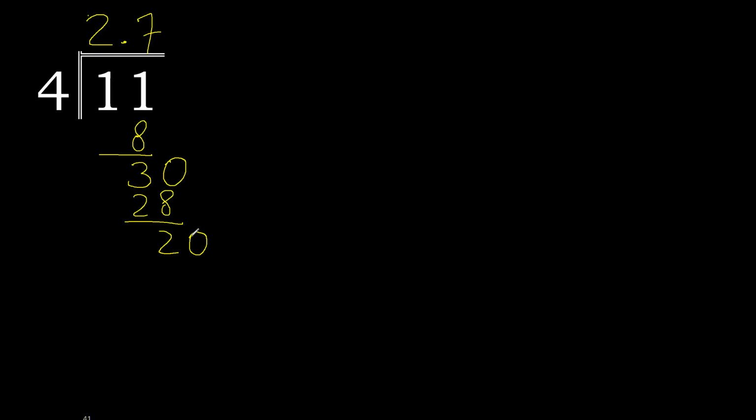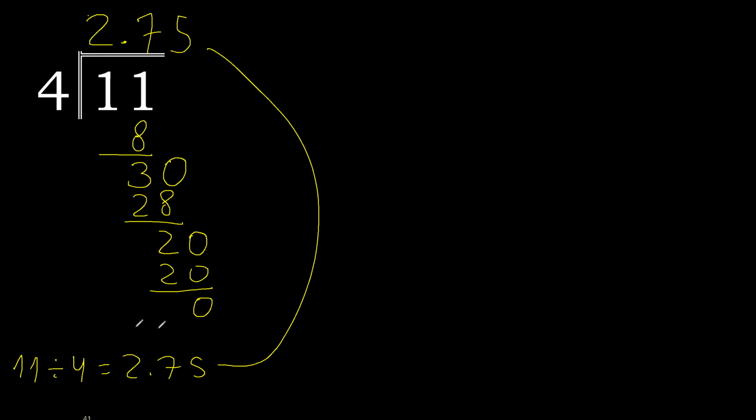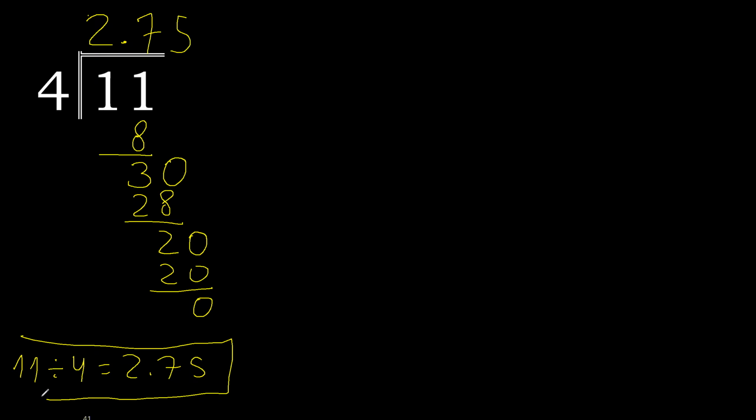Complete, always complete with 0, point is here, 20. 4 multiplied by 5 is exact, 20. 20 minus 20 is 0. 0, therefore finish. 11 divided by 4 is... okay. Finish.